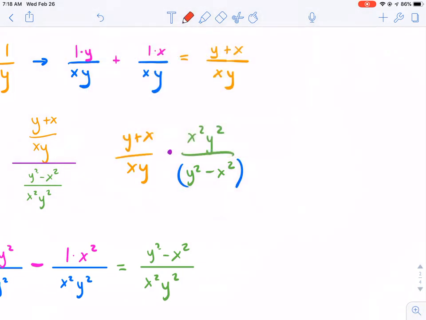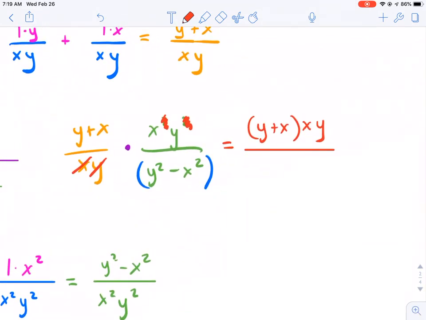But can we cancel anything? Yes. We can cancel this x with one of these x's, because there's 2 of them there being multiplied together. We can cancel one of them. And we can cancel this y with that guy right there, leaving xy in the top. Okay? Now, in the top, the bottom is going to stay the same, okay? Y squared minus x squared, which we're going to factor in a second. But in the top, we're going to get y plus x, put that in parentheses, times xy, okay? We might be able to cancel later, so don't multiply that out yet, okay? Keep it in factored form.